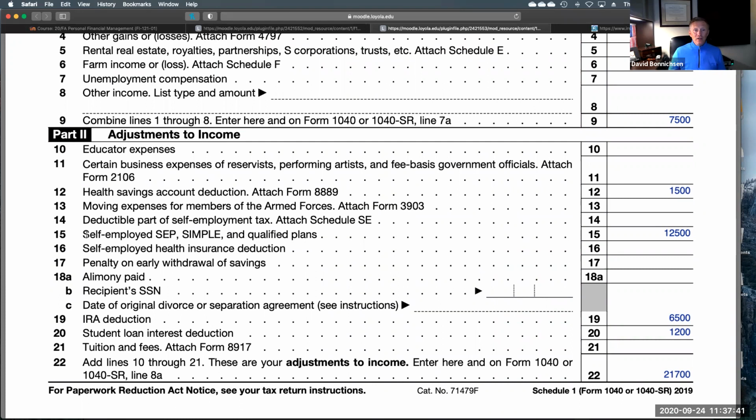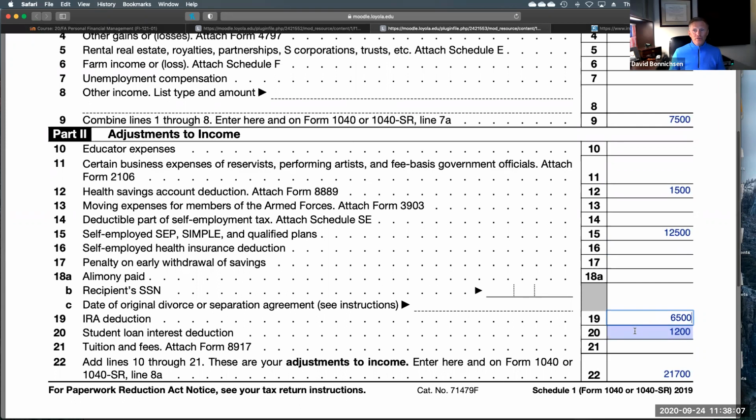Line 15, self-employed, SEP, simple, and qualified plans. Qualified plans are the retirement plans that are associated with things like 401ks. So this is where the retirement contributions go, $12,500. They made an IRA contribution, so line 19, $6,500. Line 20, student loan interest deduction. They paid $1,200 in student loan interest and they're able to deduct that as an adjustment to their income.